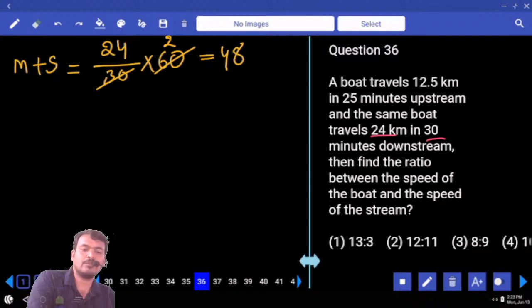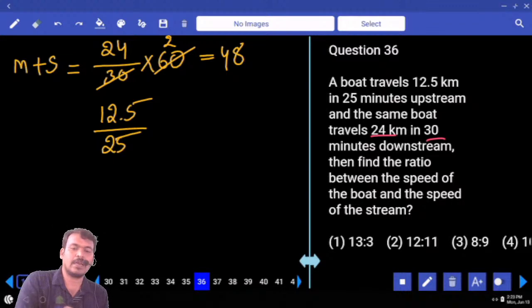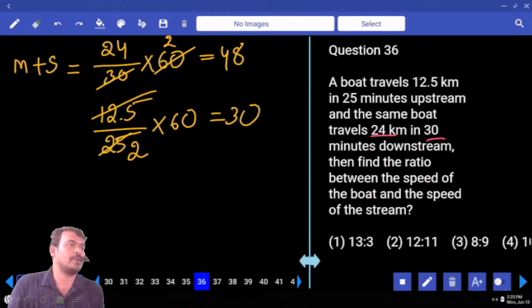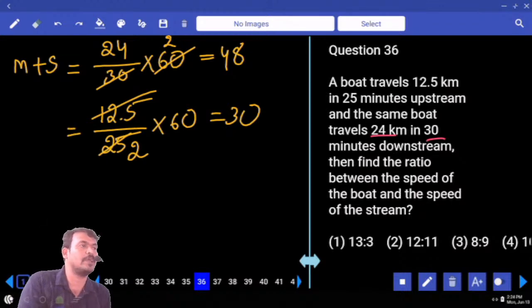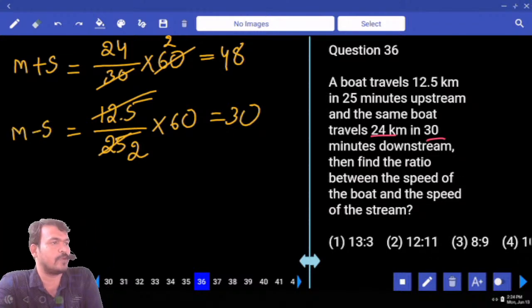Again, in upstream how much distance is traveled? 12.5 kilometers in how many minutes? 25 minutes or not? Minutes are converted again to hours or not? 12 and half, 25, almost how many times? 2 times. 60 by 2 means 30 or not? That 30 is the speed value. It is equal to upstream speed or downstream speed? Upstream speed. M minus s or m plus s? M minus s.